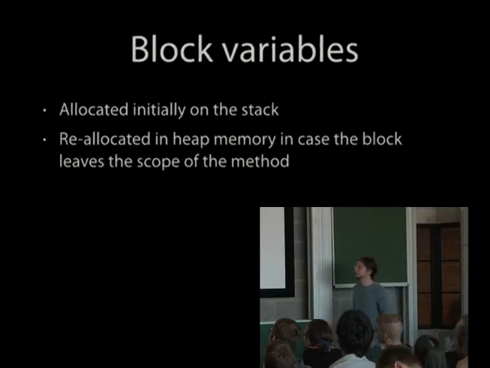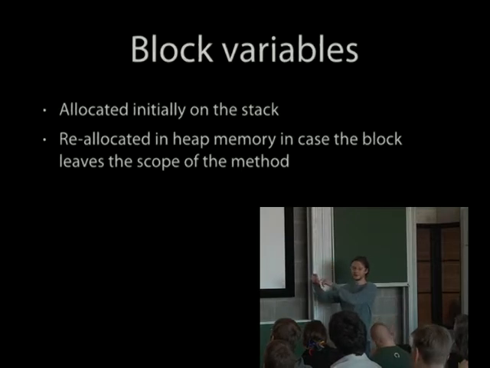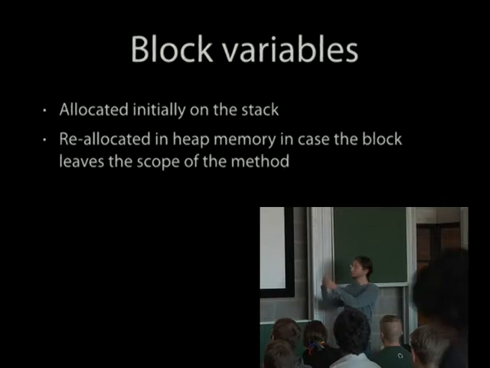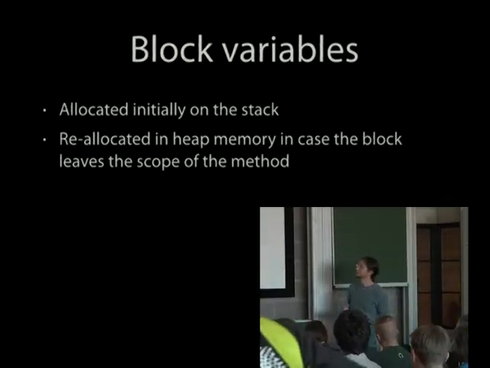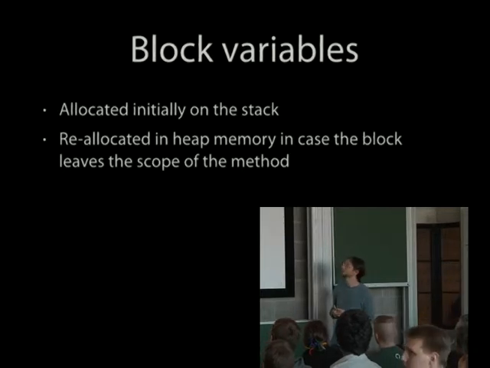Block variables are a little bit trickier. I didn't include code here because I didn't have the time, but a block variable is basically a variable that's defined inside a method. Then you create a block, and inside that block you actually access that variable. So it's a variable that's being shared both by the block and by the method. So here we really want to be efficient, so we always allocate block variables on the stack by default.